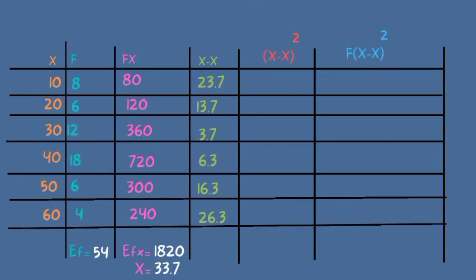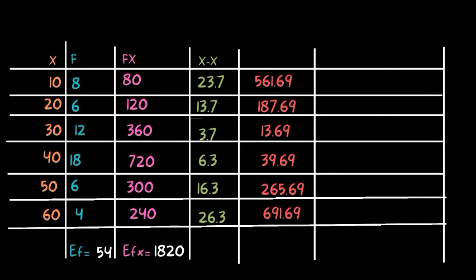Let's find our x minus x-bar. So we're using the mean here, which is 33.7. It will be 33.7 minus 10, the other x, to give you 23.7. 33.7 minus 20 to give you 13.7. 33.7 minus 30 to give you 3.7. You do it like that.